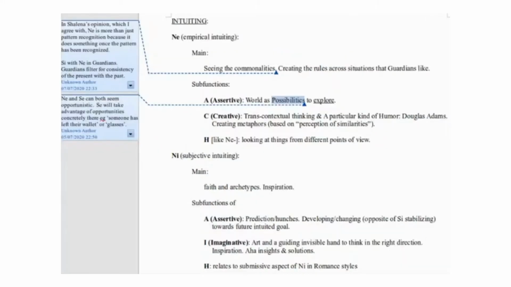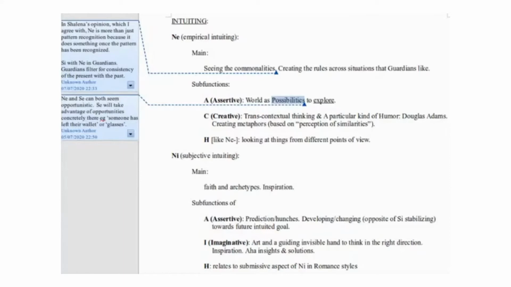So yeah, on to intuiting. So extroverts, intuiting. Okay, opportunistic. Stealing someone's glasses they left off. That was a funny comment. My own dad does that too. We'll just pick things up from the ground. But that was more of an SE opportunity, apparently, according to Ben's ideas. So anyway, seeing the commonalities, creating roles across situations that Guardians like. Okay.